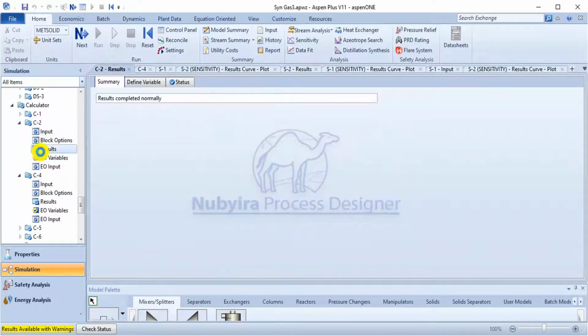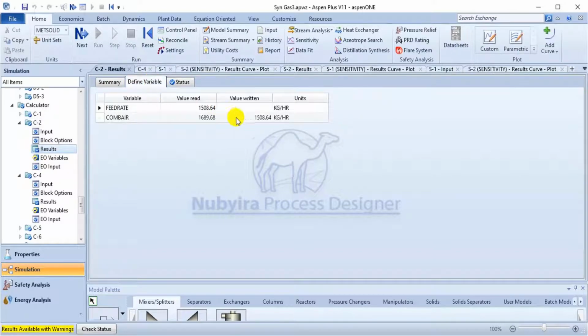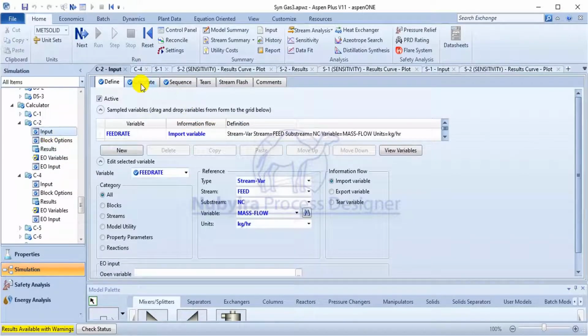So the result is actually easy to calculate because you have the same thing, 1:1, to give you the same flow rate. I mean that's the feed rate, this is the feed rate, you understand? So it really gives you the same flow rate. So right now we have, let me write it down, 1508.64.